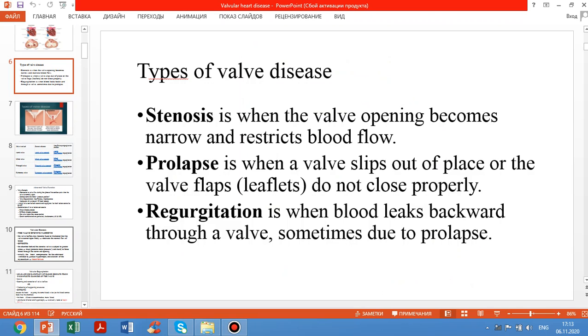Types of valve disease. There are three types of valve disease. One is stenosis. Stenosis is when the valve opening becomes narrow and restricts blood flow. The second is prolapse. Prolapse is when a valve slips out of place or the valve flaps don't close properly. Next is regurgitation. Regurgitation is when blood leaks backward through the valve, sometimes due to prolapse.